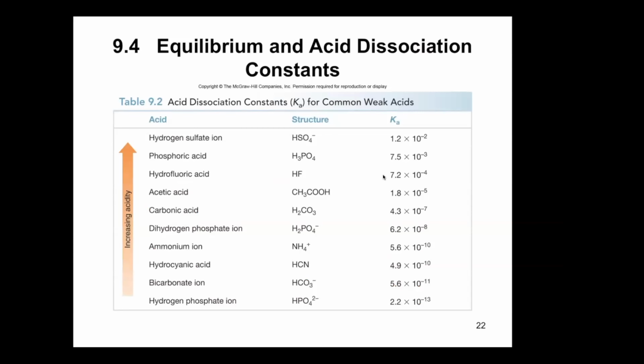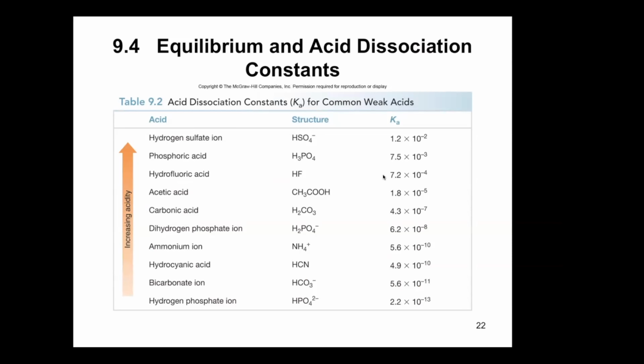Actually, you don't need to compute it. It will also be given as a table. But in case I give two K sub A values that are not in your table, just compare them. The larger the K sub A value, the stronger the acid, and the smaller the K sub A value, the weaker the acid.